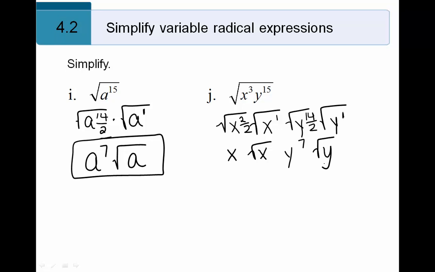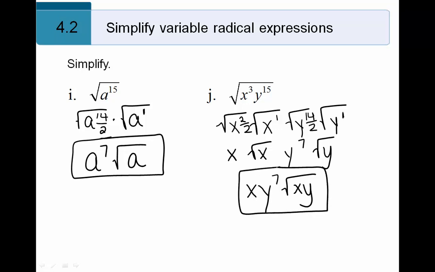x y to the 7th, they no longer have radicals. So we get x y to the 7th, and then the x and y that are still underneath radicals, you'll just put those back underneath one radical behind the x y to the 7th. So you'll get x y to the 7th times the square root of xy. Or you could read that as x y to the 7th square roots of xy.